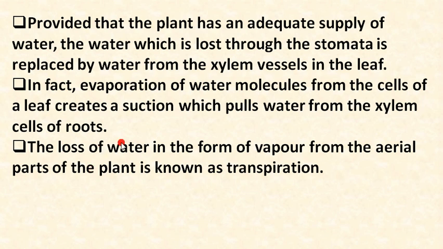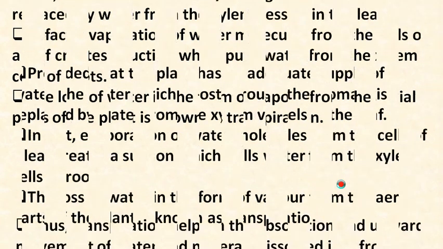The loss of water in the form of vapor from the aerial parts of the plant is known as transpiration. As I said earlier, transpiration meaning the loss of water in the form of vapor. Vapor meaning जो हवा में जो होता है जो plants का part, उसमें से जो transpiration होगा, जो evaporation होगा तो vapor होगी. Okay, just like that. So here vapor is like बाष्प, भाप जो हम बोलते हैं वो.